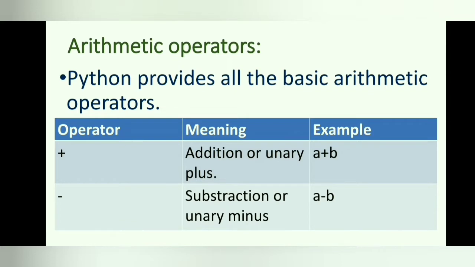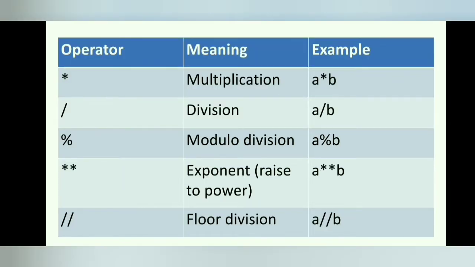Arithmetic operators. Python provides all the basic arithmetic operators: plus, addition or unary plus; minus, subtraction or unary minus; asterisk, multiplication; slash, division, the output will be in floating point number; percent symbol, modulo division. The expression returns the remainder when a is divided by b. Double asterisk, exponent. It returns first raised to power second, a to the power of b.